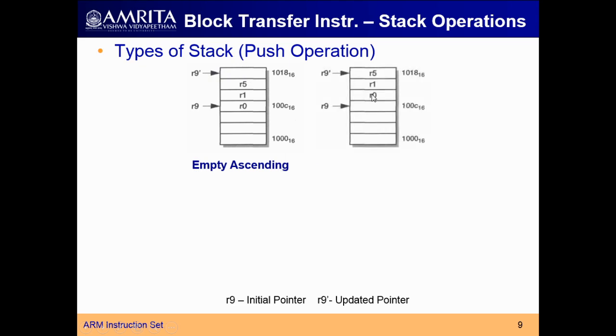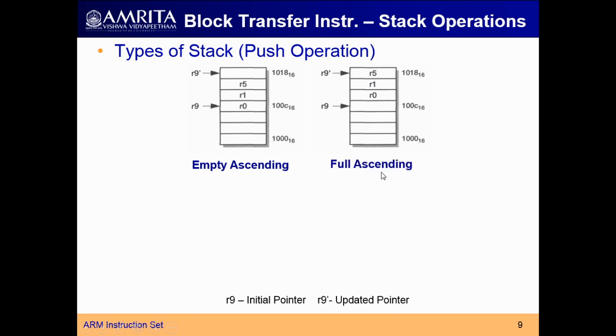So the next one is the opposite of that. Here, what is this type of stack known as? Whether the address pointer is incrementing or decrementing. Here also the address pointer is incrementing. You can see here it is 100C, and in the updated pointer it is 1018. That means the address pointer is incrementing here also. But what is the difference? The updated pointer is pointing to a location where data is present. So it is known as full ascending, right?